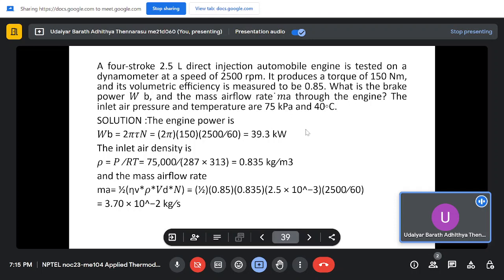We have seen a similar problem, so the same approach. Brake power, we know torque, so 2 pi N T. So 2 pi into the torque, which is 150 Newton meter, and we know the speed at which it's rotating, 2500 divided by 60. So that will give us 39.3 kilowatt.